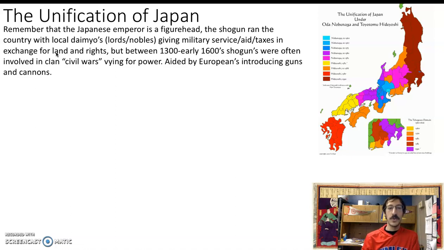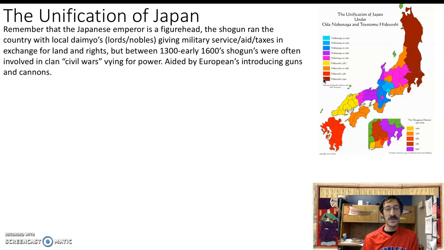Between the 1300s and early 1600s, shoguns were often involved in what we consider to be essentially clan civil wars. Different clans were involved in local clan wars or daimyo wars. The daimyos were the lords and nobles and upper classes of Japan, similar to the landed and scholar gentry of China. And this is aided by the fact that Europeans were now introducing guns and cannons to Japan at this time, as they were arriving in Asia around the globe, which gives certain clans power over others.